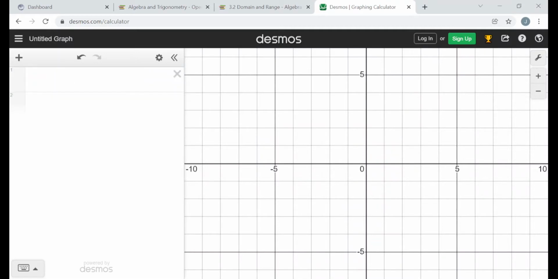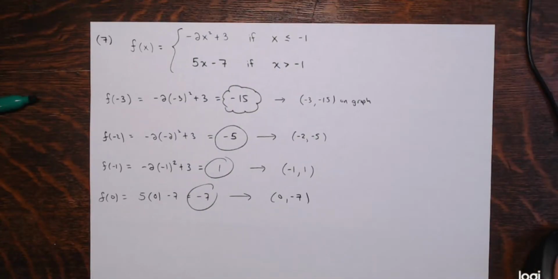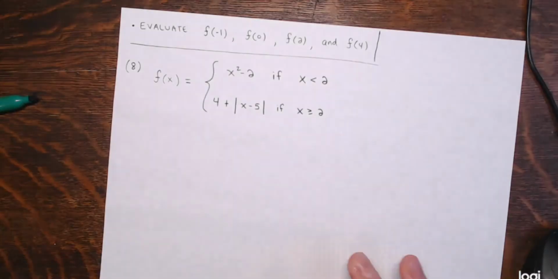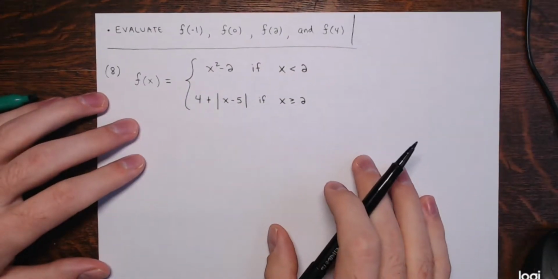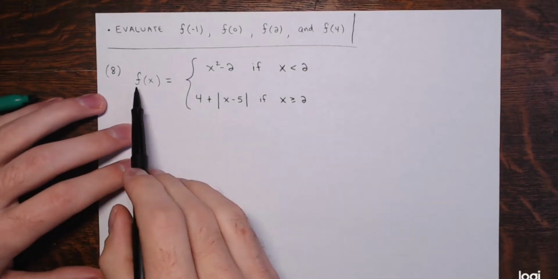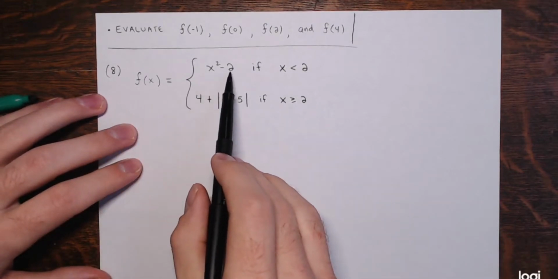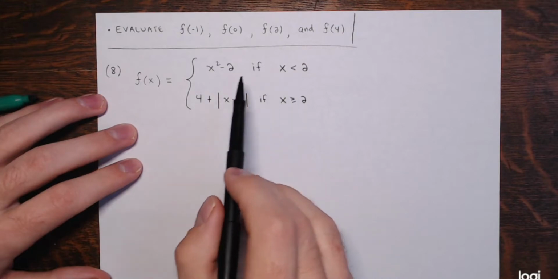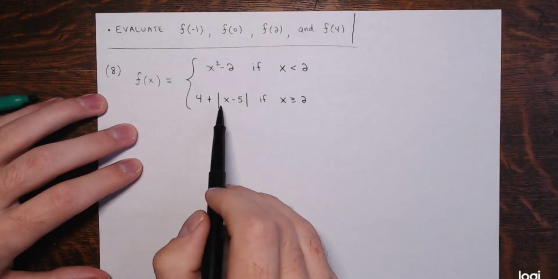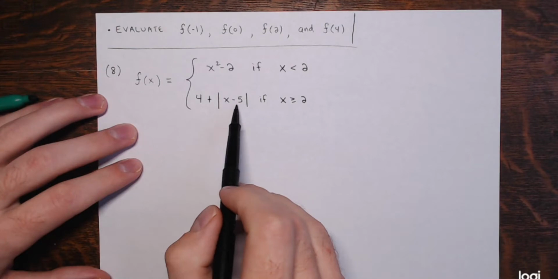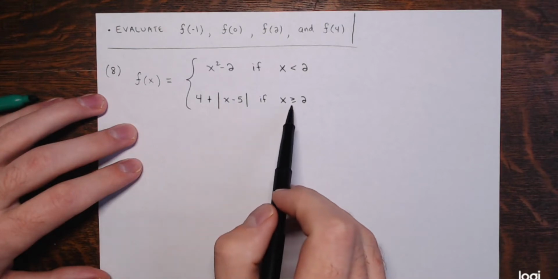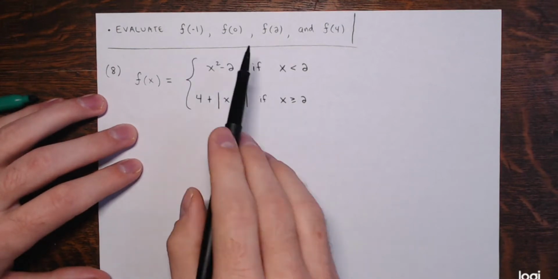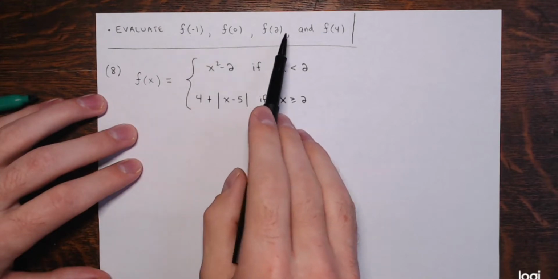All right. And then the last couple examples are very similar, but instead of finding f of negative 3, negative 2, negative 1, and 0, they just change it up on us. Right, so in example 8, we've got f of x equals x squared minus 2 if x is less than 2, or it's 4 plus the absolute value of x minus 5 if x is greater than or equal to 2. And we're asked to evaluate f of negative 1, 0, 2, and 4.